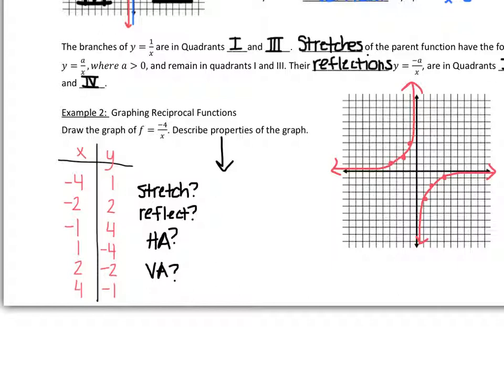So the last part of this for today is that you have to describe the properties of the graph. So it's the last chunk of problems out of the 9. So here is kind of your outline of what you need to talk about. So this is stretched because that is not a 1 right there. So we would say stretch by a factor of, you go with the positive version of whatever that says, 4. So stretch by 4.